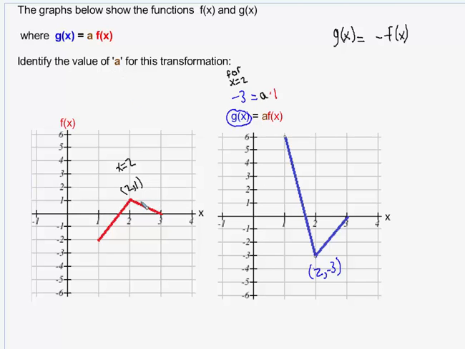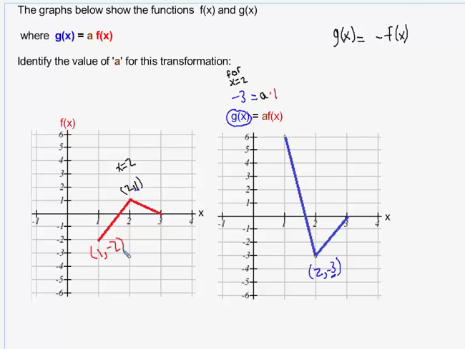You can take any point on f, find where it gets mapped to on g, by simply taking the output and multiplying by negative 3. 1 multiplied by negative 3 is indeed negative 3, and this would work for any point on f. The rule is, though, that you're keeping the x value the same. Notice I'm comparing this point whose x value is 2 to this point whose x value is 2. If you want one more quick example, notice the point right here at (1, -2).